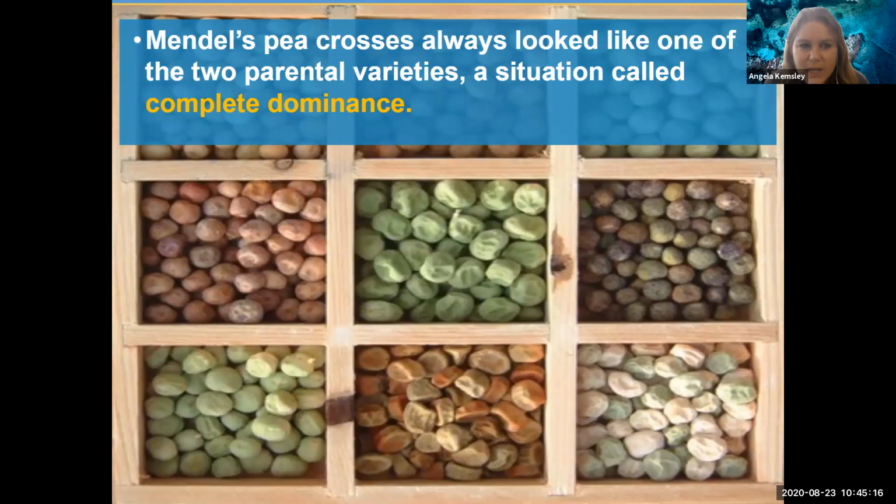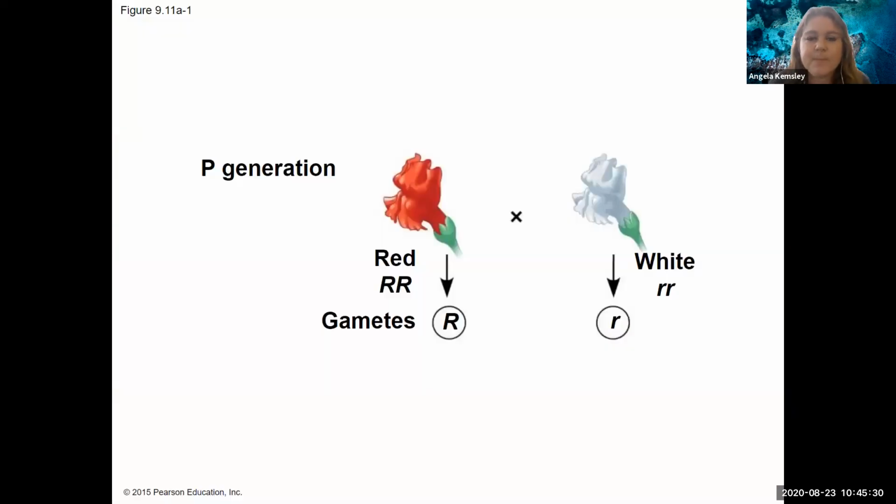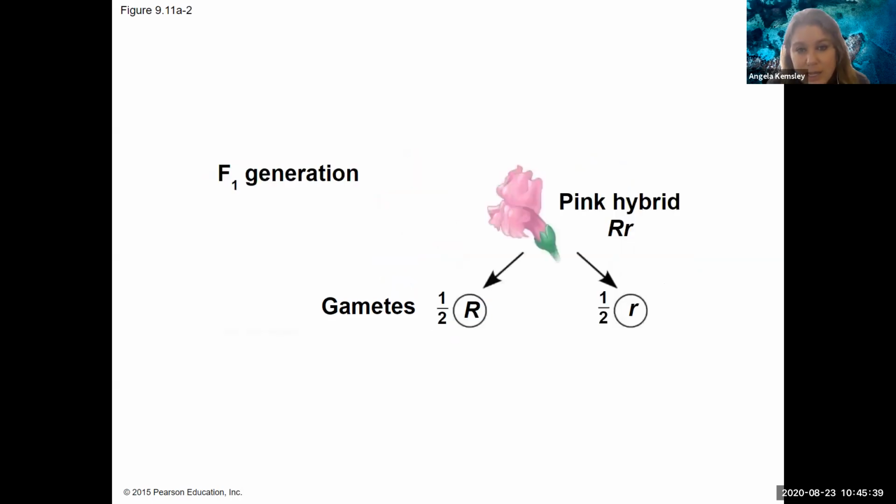So when Mendel did his P crosses, they always looked like one of the two parental varieties. That's called complete dominance. So if a red flower and a white flower make only red flowers or white flowers, that is complete dominance. Right? But sometimes you can cross a red flower and a white flower and the offspring actually come out pink. So in the F1 generation, all of them come out pink. This is something called incomplete dominance.